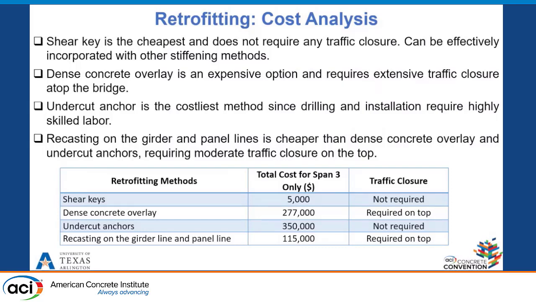So, in the retrofitting cost analysis, it can be observed that the shear key is the most cost-effective and does not require any traffic closure. Since shear keys are cheap, they can effectively be incorporated with other stiffening methods. Dense concrete overlay is an expensive option and requires extensive traffic closure atop the bridge. Undercut anchors is the costliest method since drilling and installing require highly skilled labor. Recasting on the girder and panel lines is cheaper than dense concrete overlay and undercut anchors, requiring only moderate traffic closure on the top.